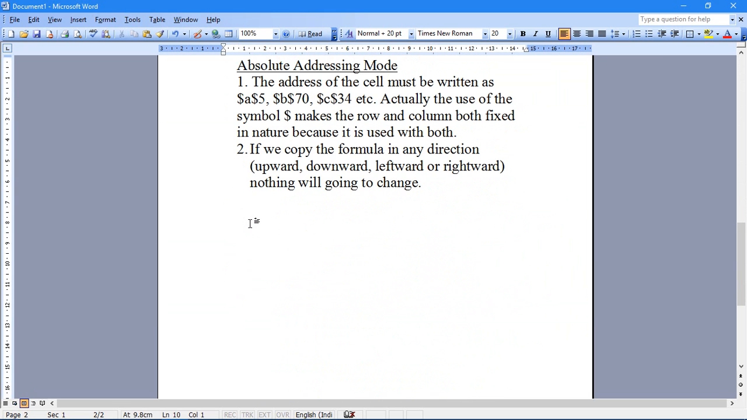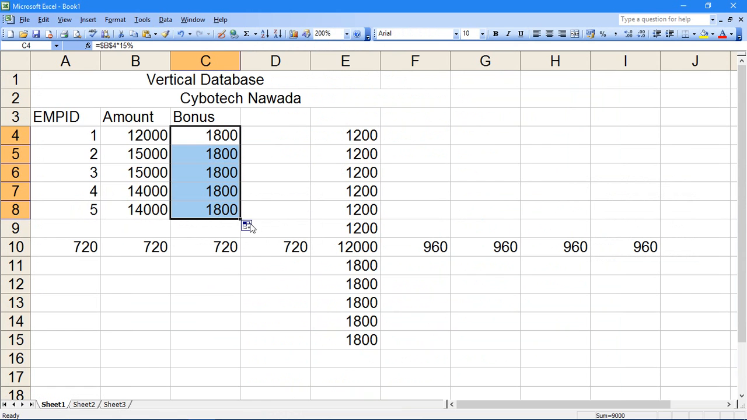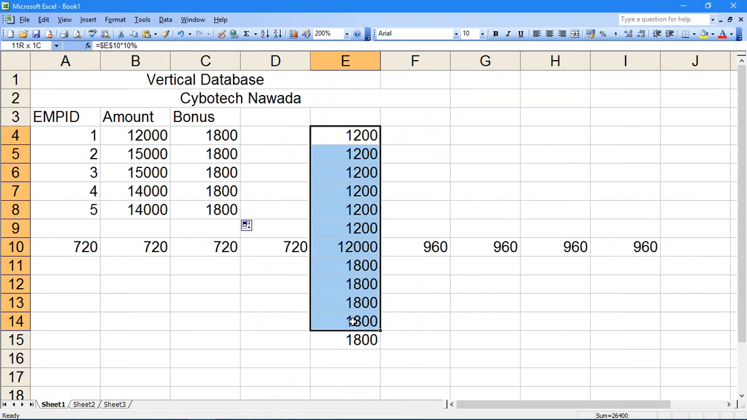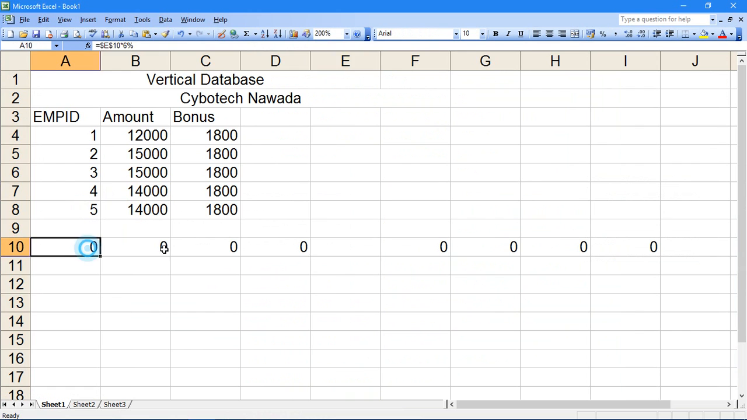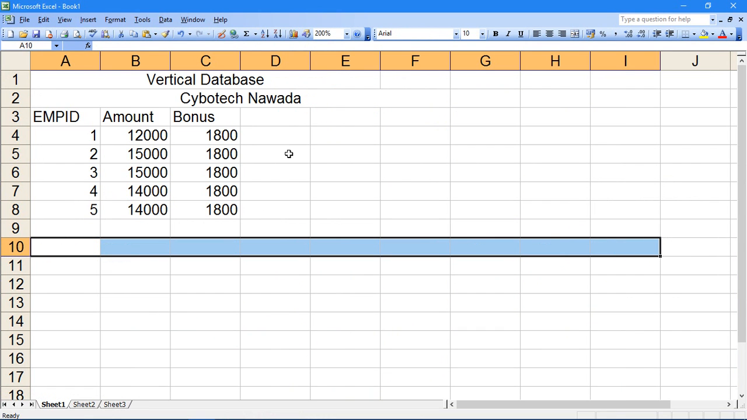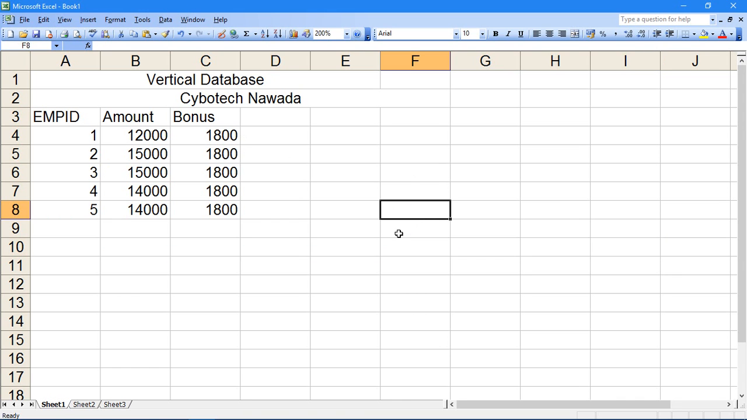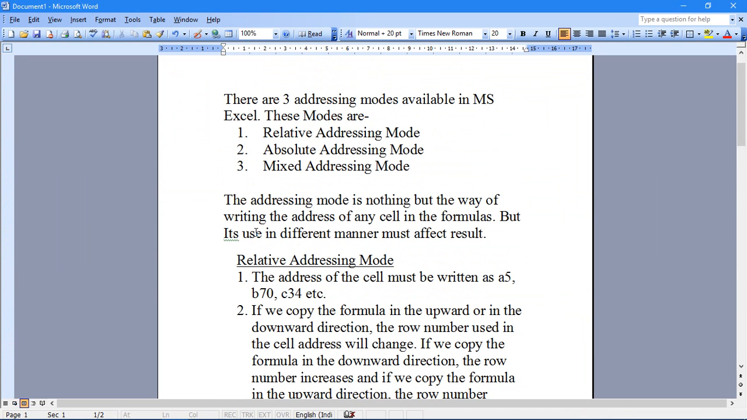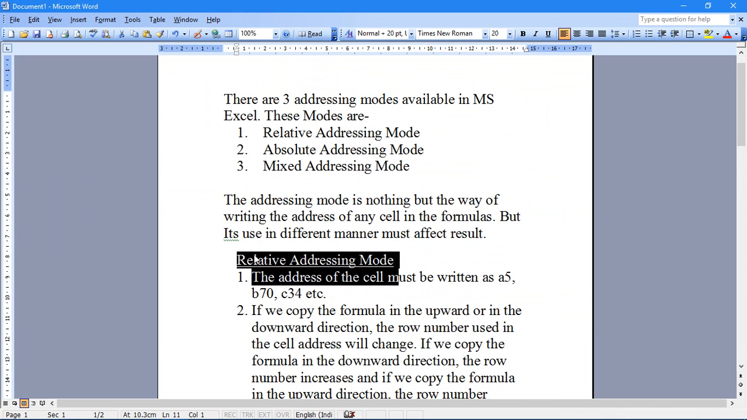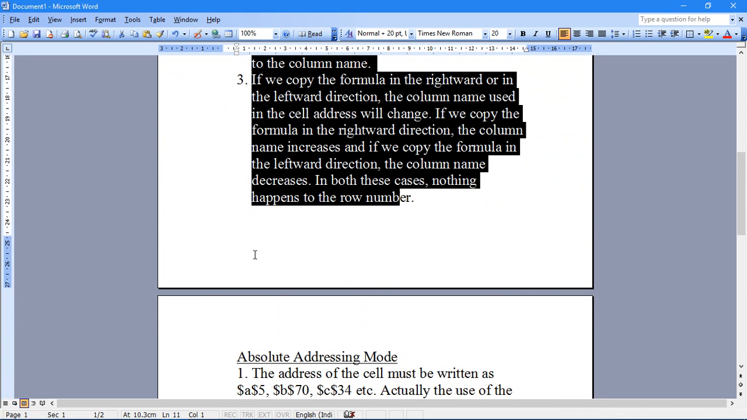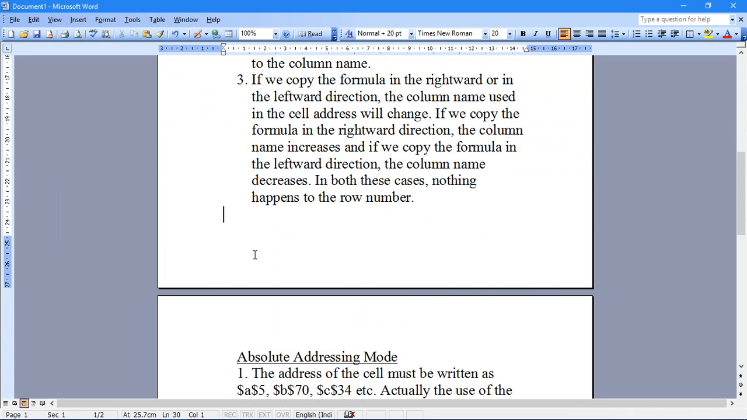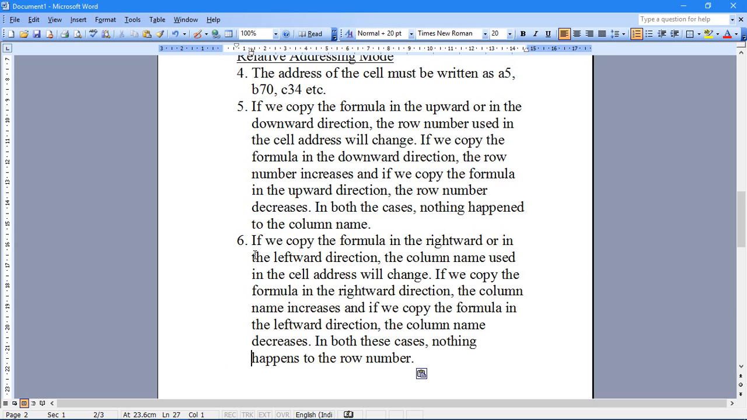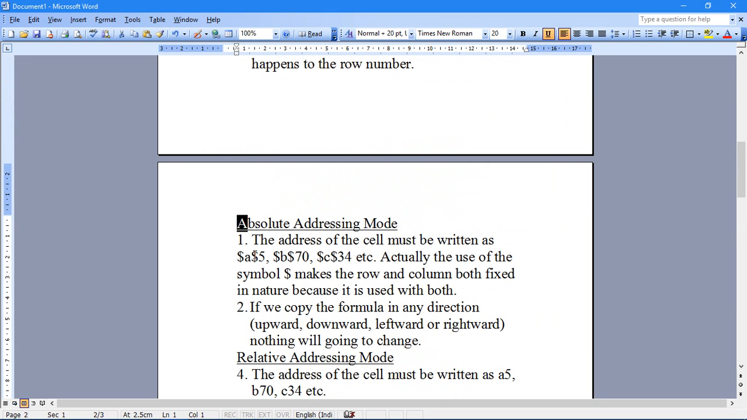I will give an example in a later video, or hopefully in this video. Now I am changing, now I am using the mixed addressing mode. What is the mixed addressing mode? I'm changing it. Mixed addressing mode.